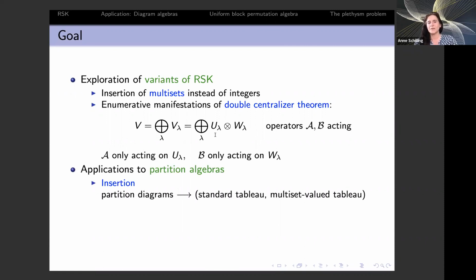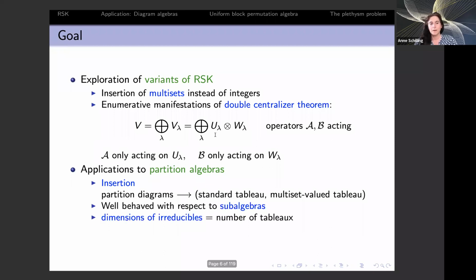What we want to do is apply that to what are called partition algebras. The insertion algorithm that I'm going to describe takes elements of partition algebras and spits out a standard tableau and a multiset-valued tableau. And this is the amazing part: it is in fact well behaved with respect to subalgebras. The partition algebra has a lot of important subalgebras, for example the Temperley-Lieb algebra, and this insertion is well behaved with respect to that. And just as for the usual RSK algorithm, the dimensions of the irreducibles turn out to be the number of tableaux.